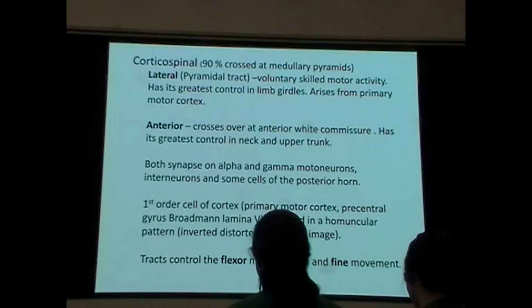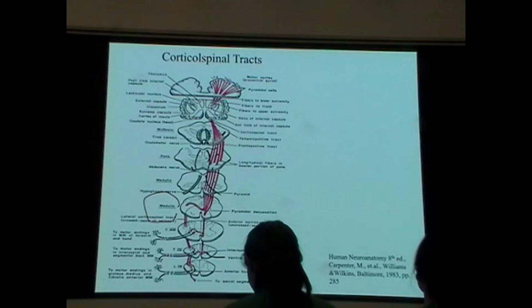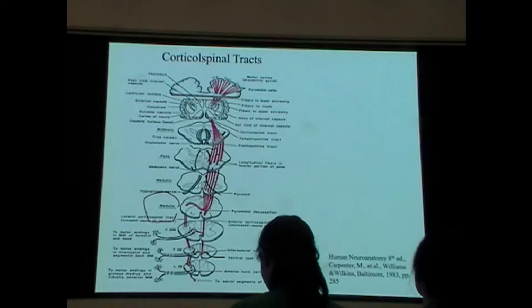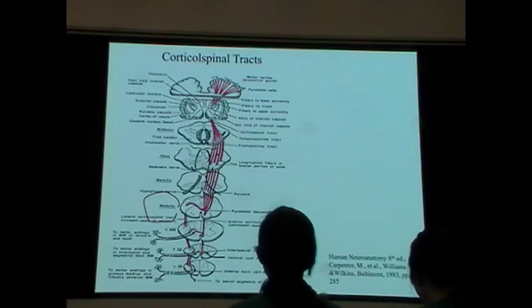Okay, so these tracts control, once again, flexor motor system and fine movement. Here's an example of these tracts. Okay, so if we see over here in relationship to the medullary area, 90% of these tracts cross to the opposite side. If we're looking at the left and the right, it's crossing from the left to the right side.